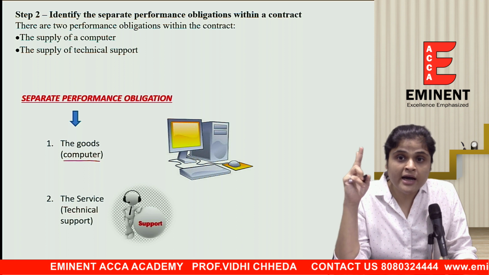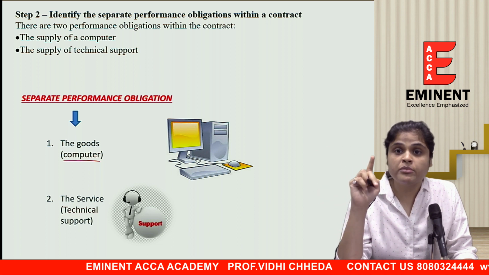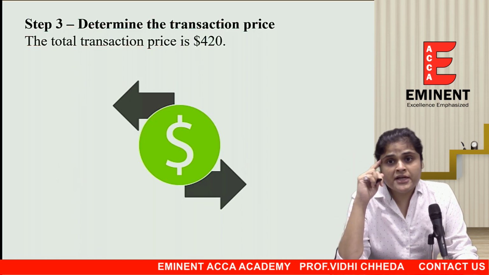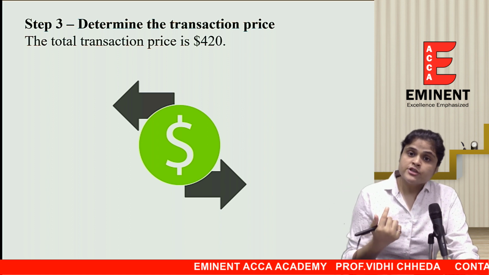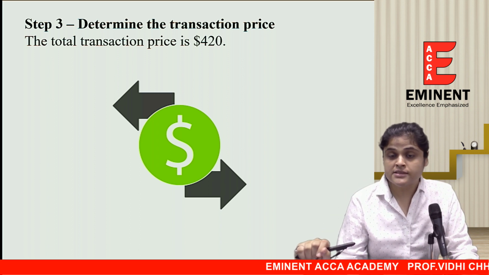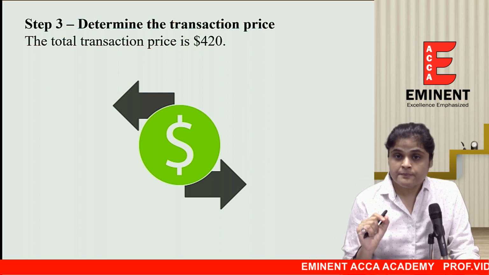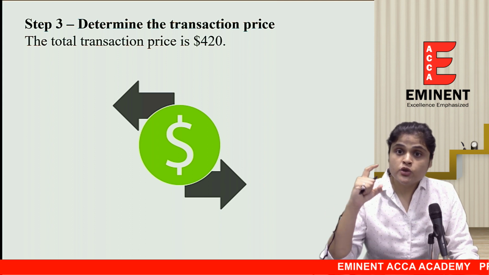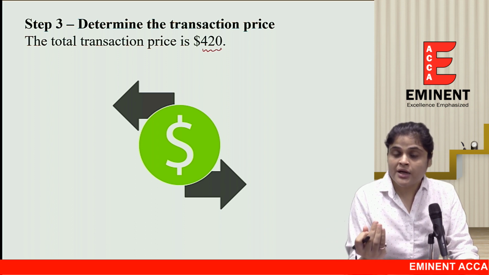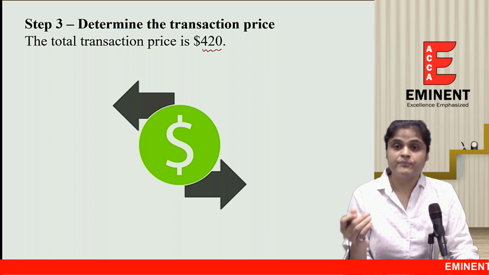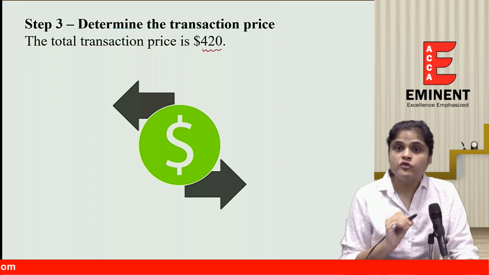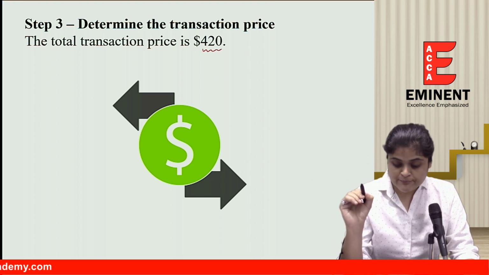सेलर जब ये दोनों चीज़ें बायर को प्रोवाइड करेगा तब जाके उसका परफॉर्मेंस ऑब्लिगेशन सेटिस्फाई होगा. ऑलराइट. थर्ड स्टेप, डिटरमाइन ट्रांजैक्शन प्राइस. What is the actual monetary transaction between the seller and buyer? What is the value of the transaction? That is important. The computer and the technical support in totality will be provided for 420. Okay, so the transaction price between the buyer and the seller. Once the seller provides computer and the technical support, the buyer will have to pay the transaction price of 420.